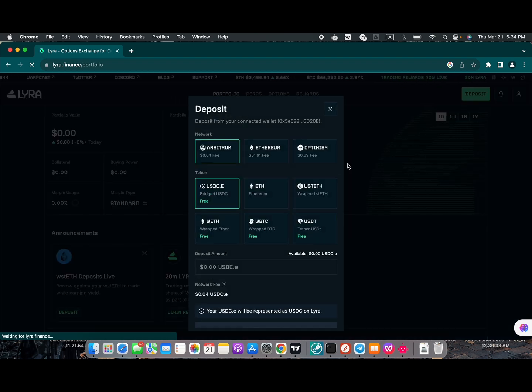Basically, if you want to trade on Lyra, you need to get your wallet address and send some funds here. I recommend you do this on Arbitrum and Optimism because the gas fees are lower.